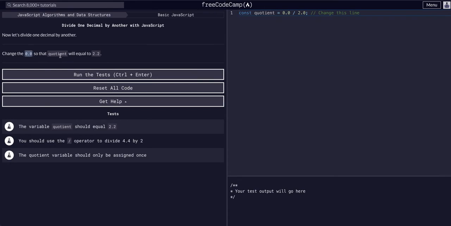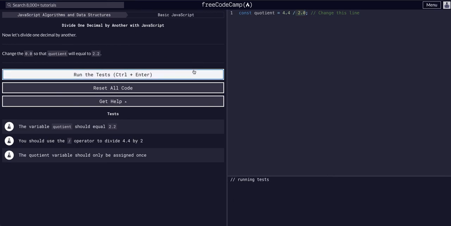Change 0.0, so the quotient is equal to 2.2. Use the divide operator to divide 4.4 by 2. So really, it gives us the answer here. That's all we need to do: 4.4 divided by 2.0, and that should equal 2.2.